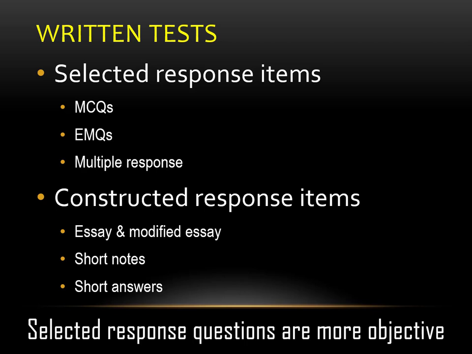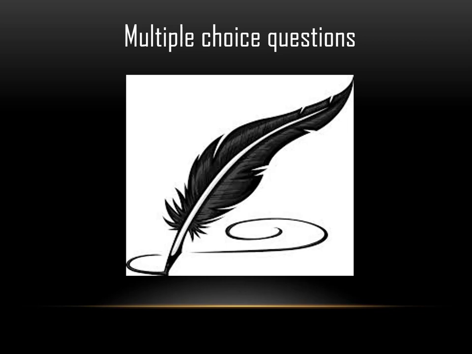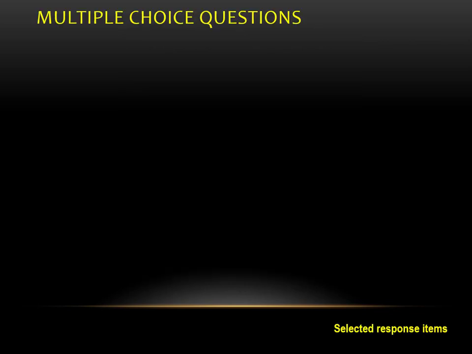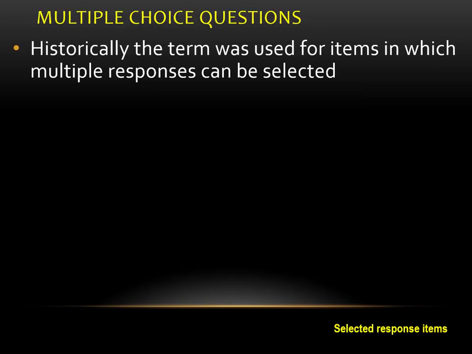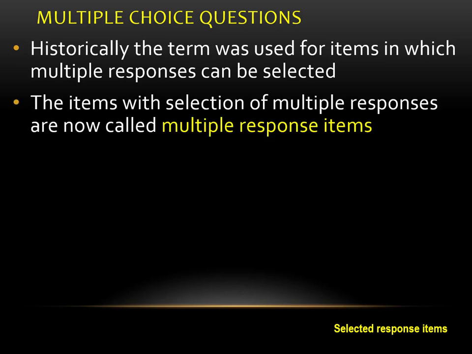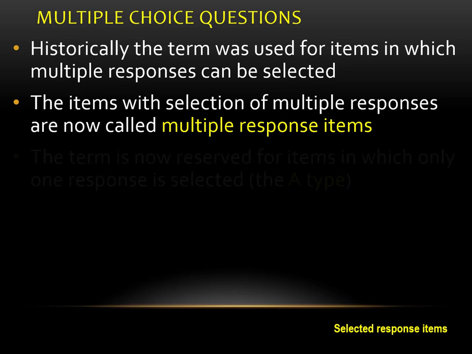So the selected ones are potentially more objective. And I think the definition of objectivity was described earlier. Now, the first type we mentioned is the multiple choice questions, and we will describe this in detail, but briefly speaking, this was historically used for items in which multiple responses can be selected, but then the term was reserved for single correct answer rather than multiple responses, which are now known as multiple response items.